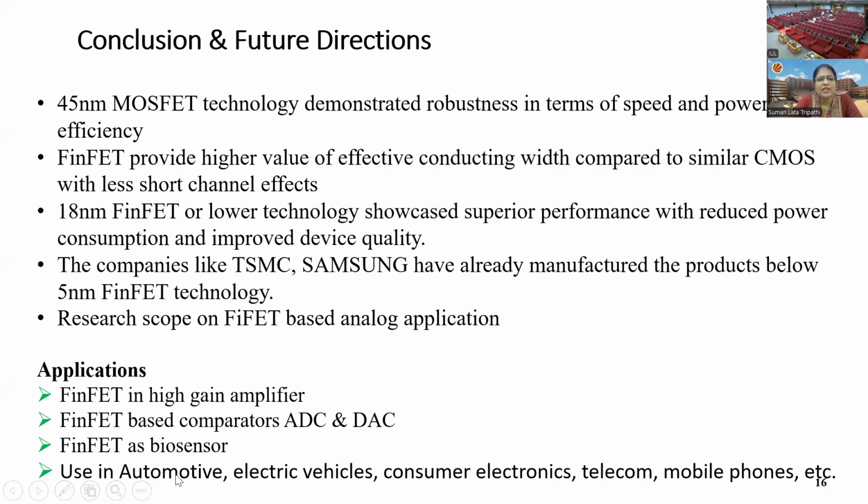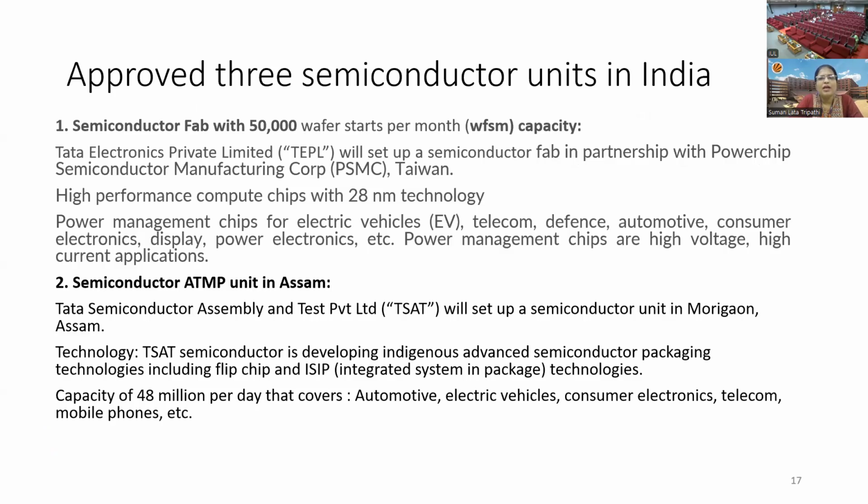and the companies are targeting automotive, electric vehicle, consumer electronics, telecom, and mobile phones based on this technology. So there is a lot of scope based on this. There is some additional information not related to research, but BTech and MTech students may have an interest in this: India is now moving forward with manufacturing of the 28 nm technology node, and they are targeting chips for electric vehicles, telecom, defense, automotive, displays, power electronics, and power management.